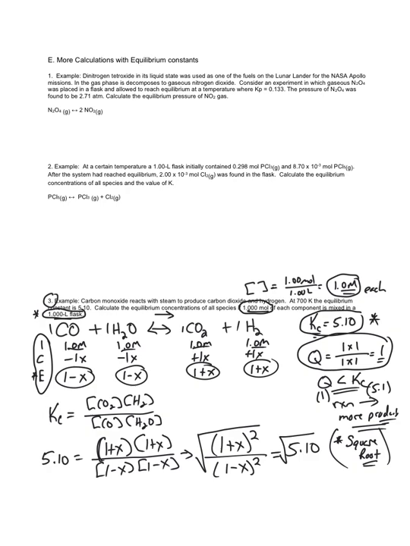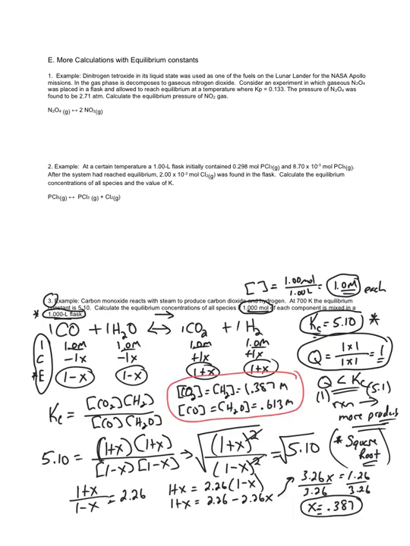By taking the square root, what literally happens is the square terms eliminate, and now I don't have to worry about the quadratic formula. So now I have 1 plus X over 1 minus X equals the square root of 5.1, which is 2.26. So now I need to solve that equation for X. So please pause the lecture and go ahead and do that and see if you can solve for X appropriately.